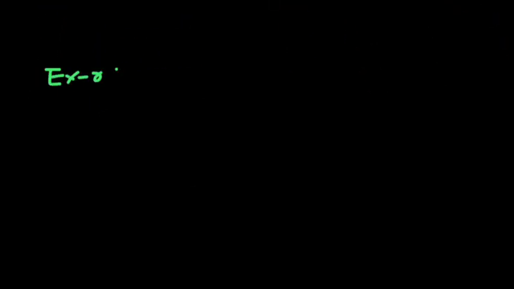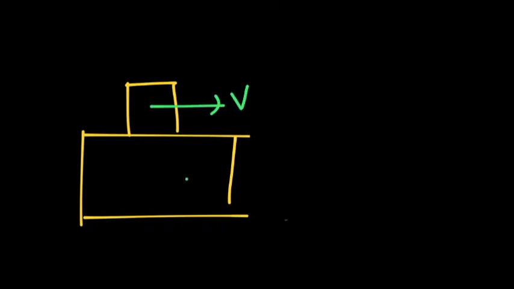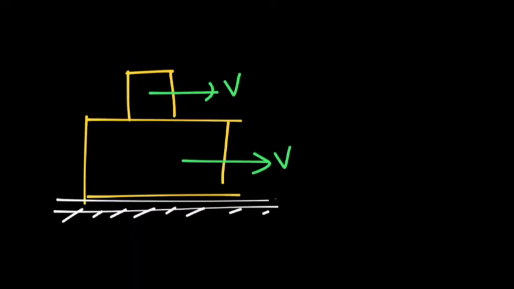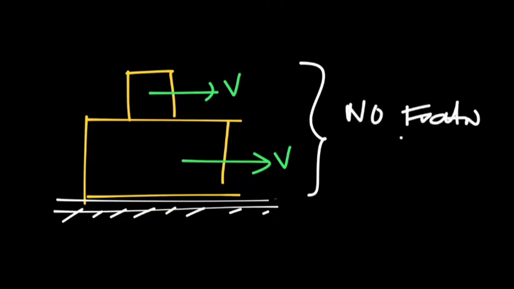Example 1. Two boxes are kept in contact with each other. The box above is moving with velocity v and the box below is also moving with velocity v on a smooth surface. Here, according to our discussion, there is no relative motion between these two blocks. This block is at rest with respect to this block and it has no intention to move. They are moving with the same uniform velocity. Therefore, the friction between them is zero. There is no friction between them.